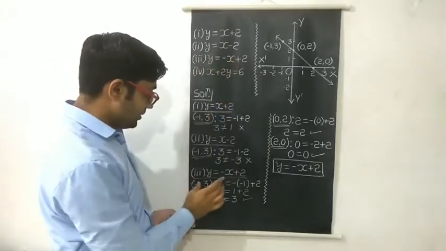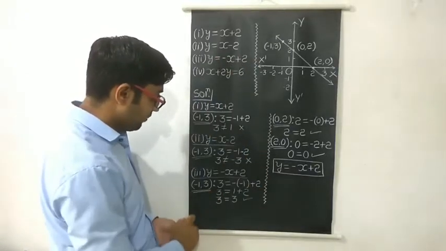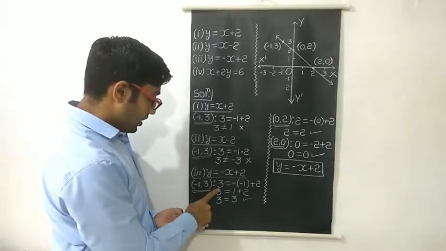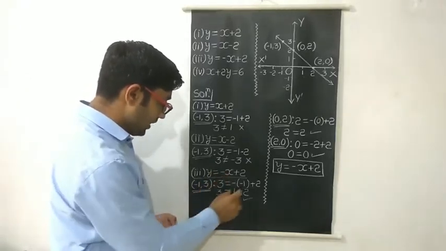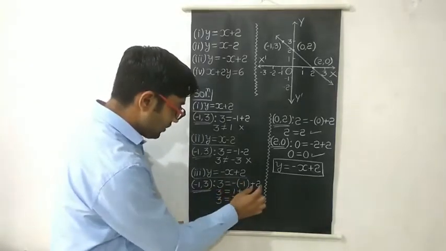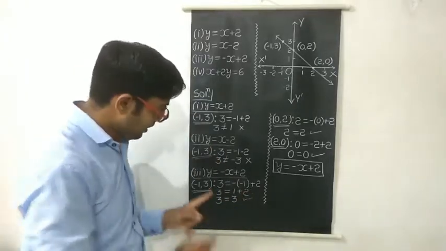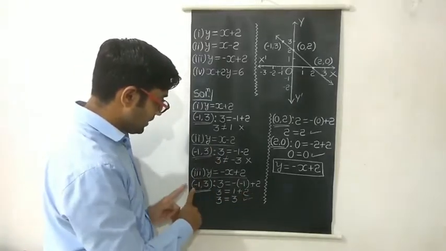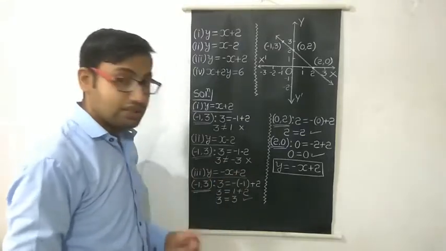So third one is y is equals to minus x plus 2. Check the first point, that is minus 1 3. Y is equals to 3 is equals to minus, as it is, instead of x we have to put minus 1. So minus of minus 1 plus 2. Minus minus plus 1 plus 2. Plus 1 plus 2 is 3. 3 is equals to 3. So this is the solution. Minus 1 3 is the solution of this linear equation. So the first one is true.